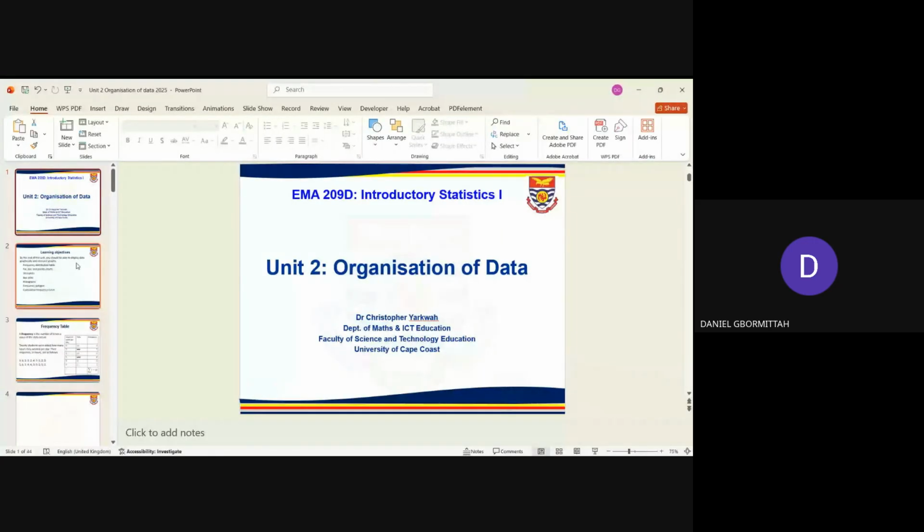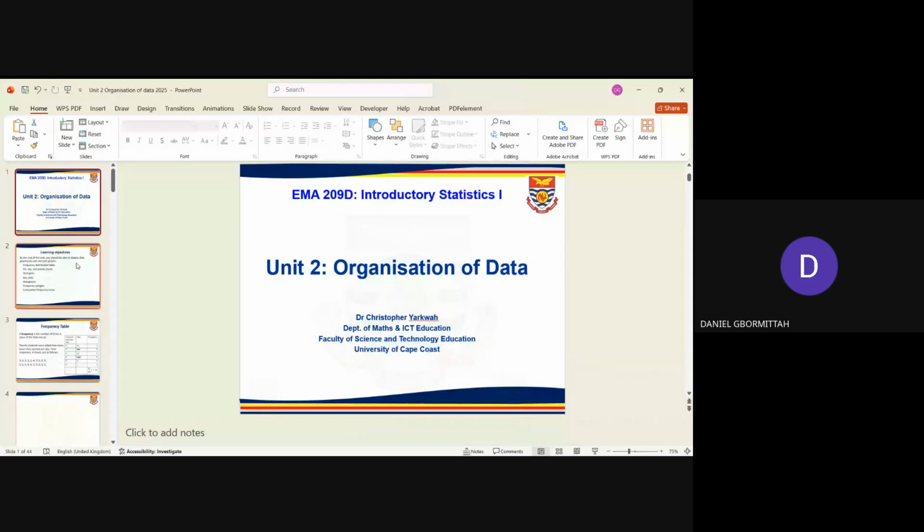Now we have seen how we can collect our data. We have visited the basic concepts in statistics. The next thing we want to do is to visit the concept of how we then organize the data. How do we collect data and organize them? So unit 2 is on organization of data.